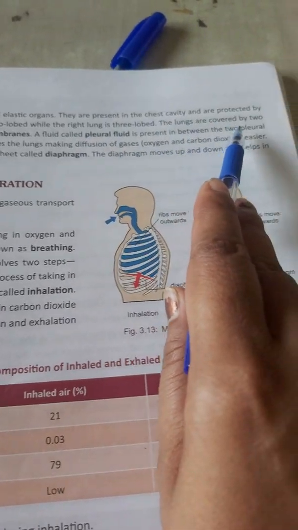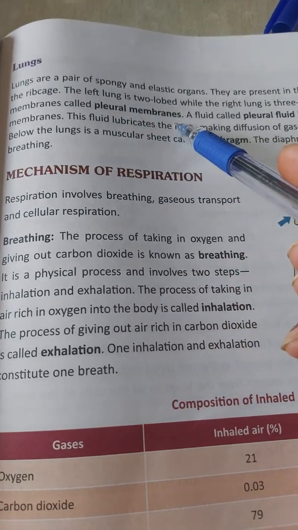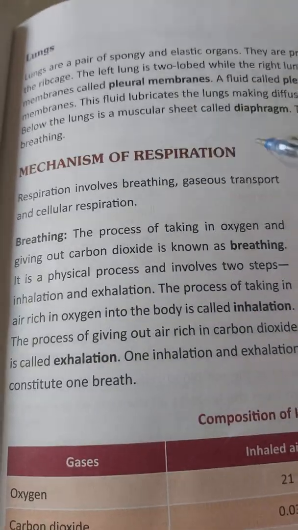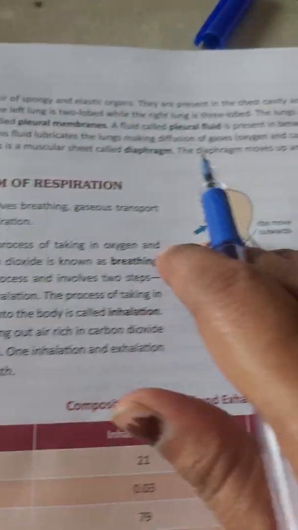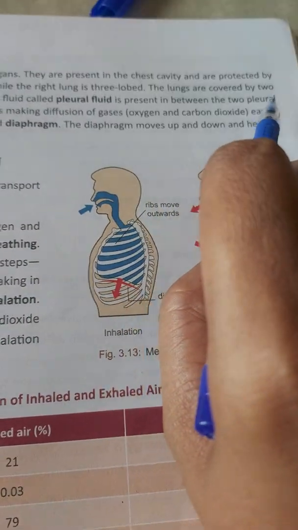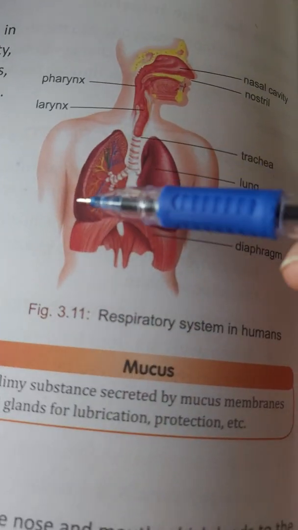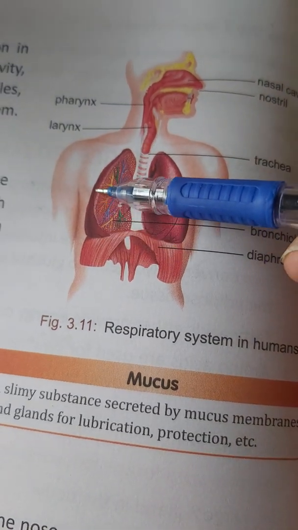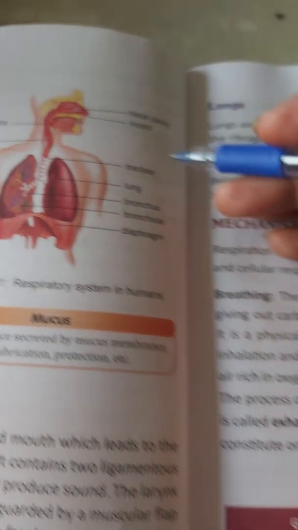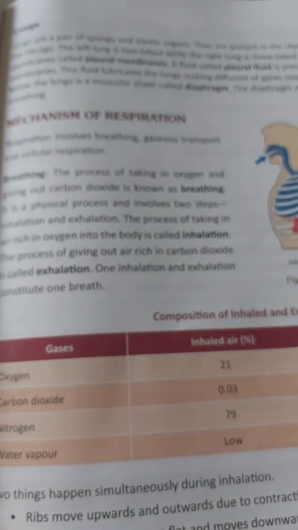The lungs are covered by two membranes called pleural membranes. Lungs are covered by pleural membranes. On top of it there is a membrane, that is called the pleural membrane. A fluid called pleural fluid is present in between the two pleural membranes. See here, there are two membranes, and between these two membranes a fluid is filled. This is called pleural fluid. So like this, this is the structure of the lung.